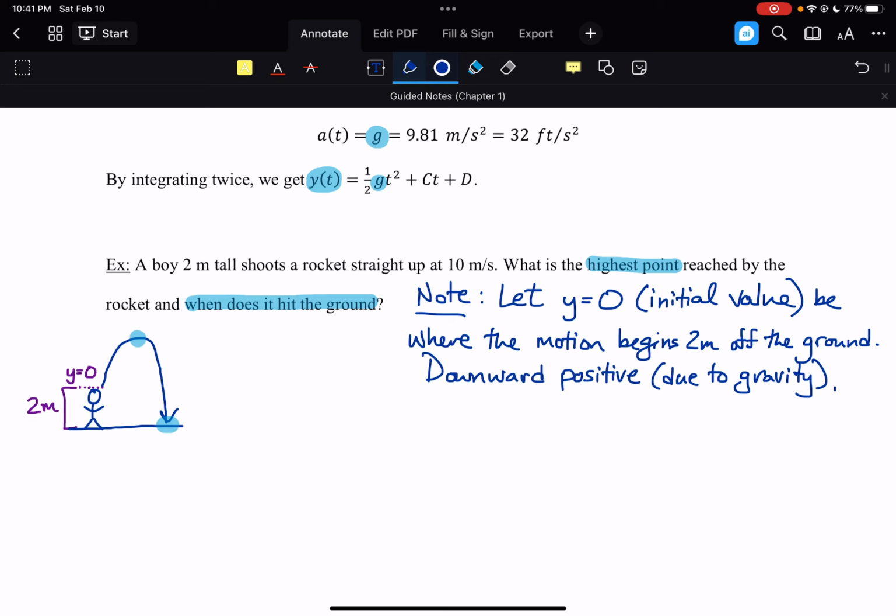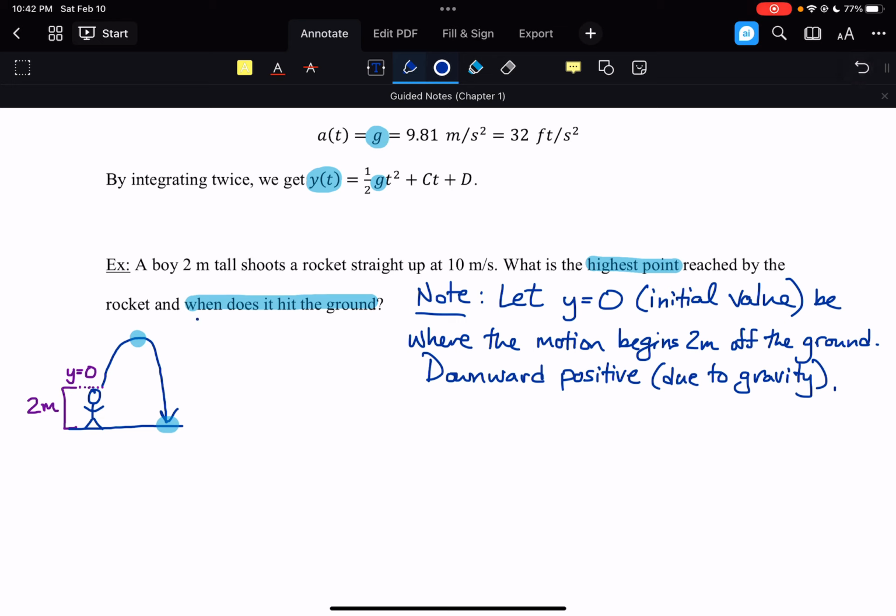So we have a couple things to set up here. So I've set up a couple notes. We're going to let y equals 0, that initial value, that initial position of the rocket, be where the motion begins. So it's being shot off. The boy is 2 meters tall, so the rocket's being shot off, presumably at a 2-meter height. So if we assume that's true, then 2 meters off the ground is where our initial y equals 0 value is going to be. That'll come into play towards the end when we get our formulas set up.